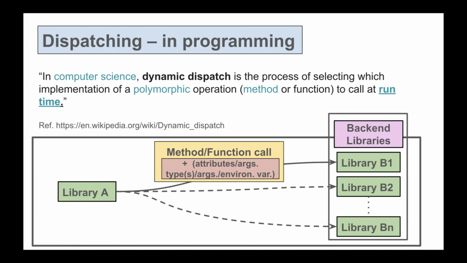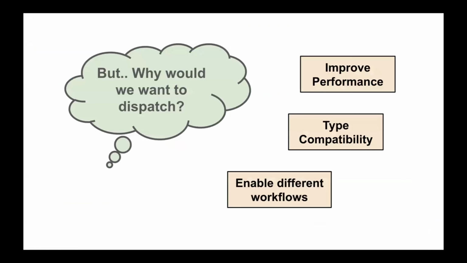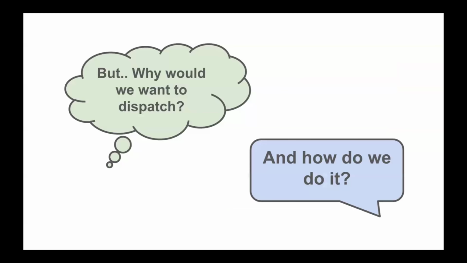And from now on, I will call these backend libraries because the user is not directly interacting with them. But why would we do this? Maybe we want to find the fastest implementation at runtime and run that, or maybe for type compatibility or for different kinds of workflows. So now how do we do it?